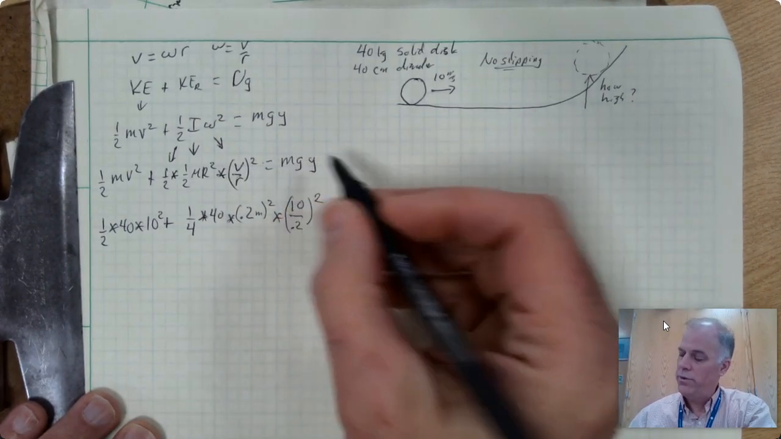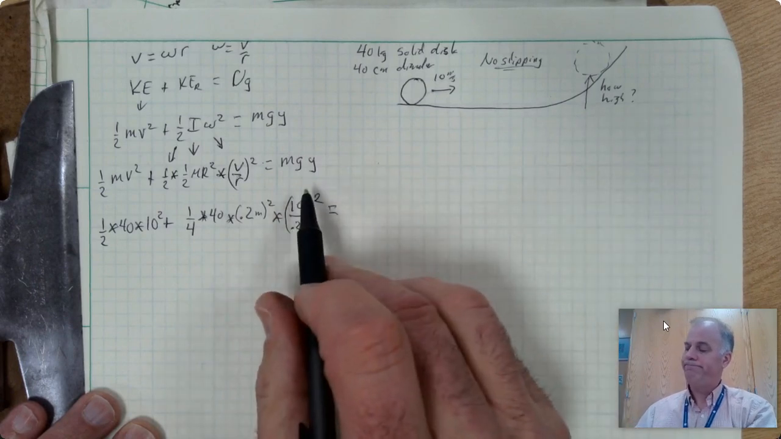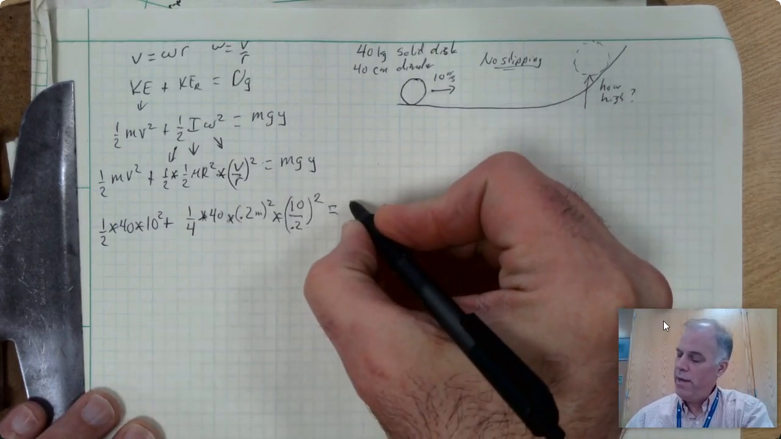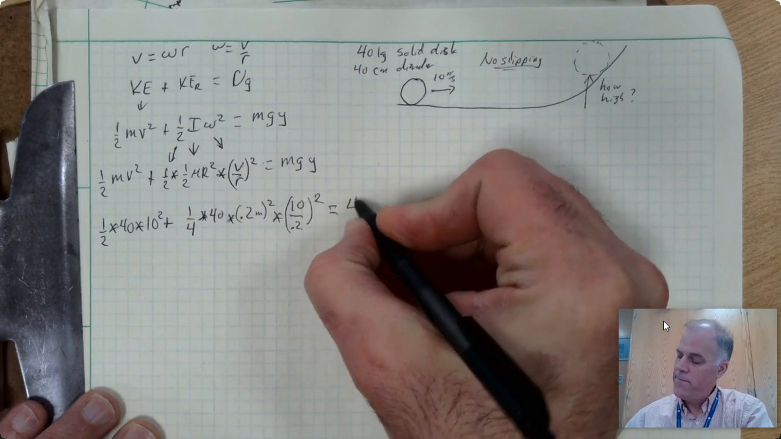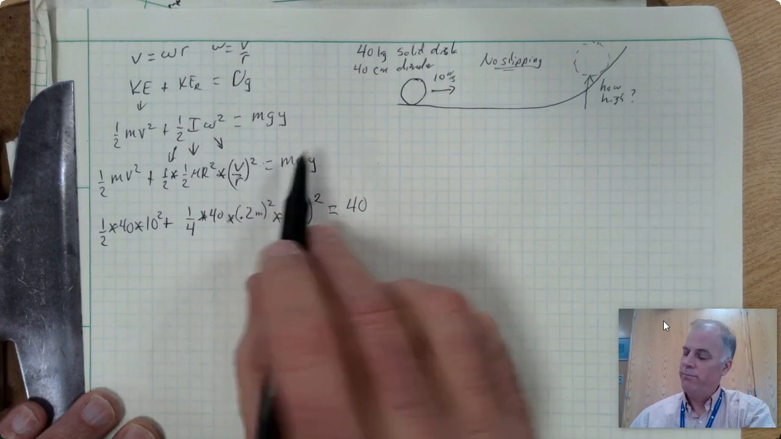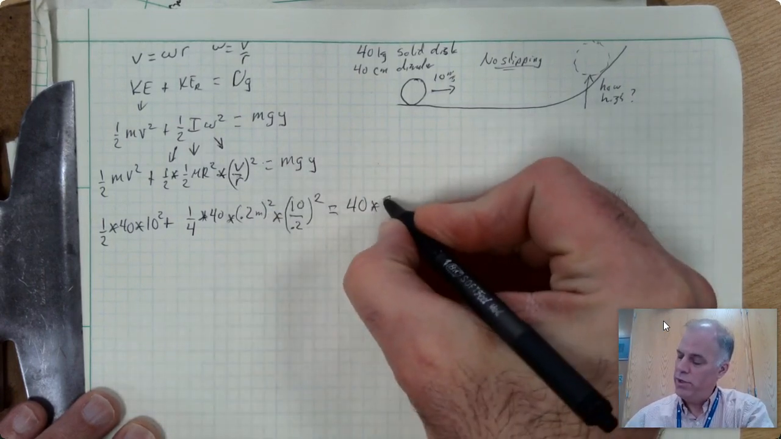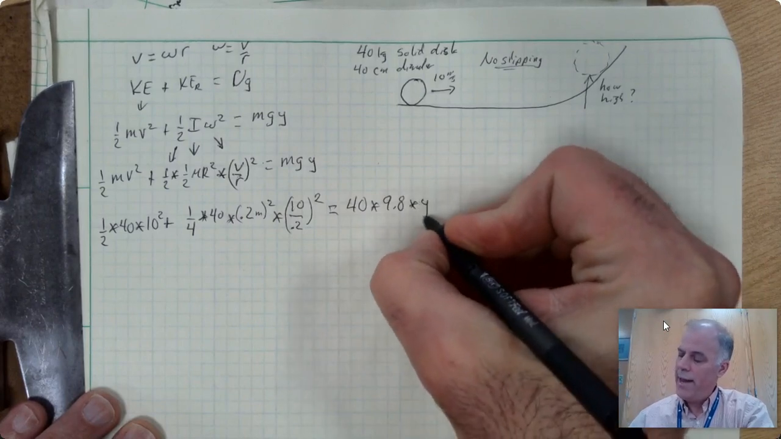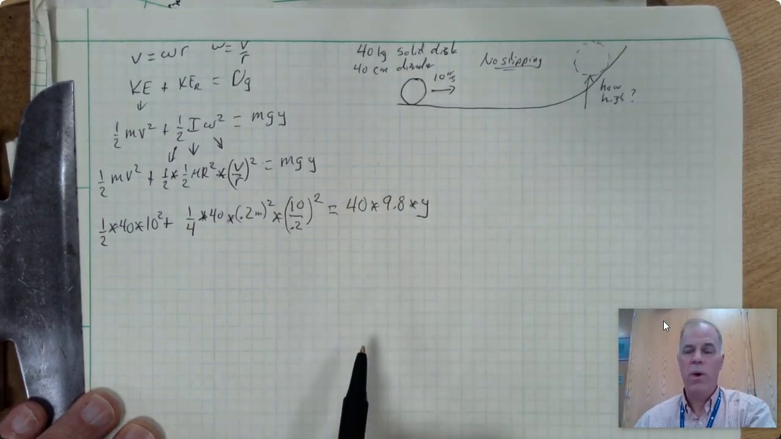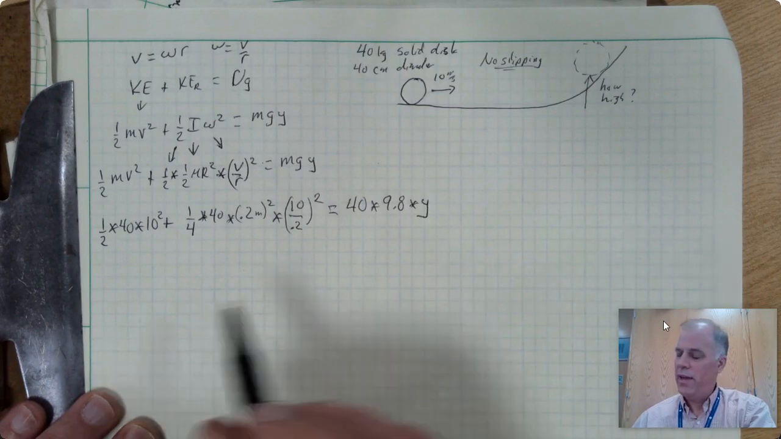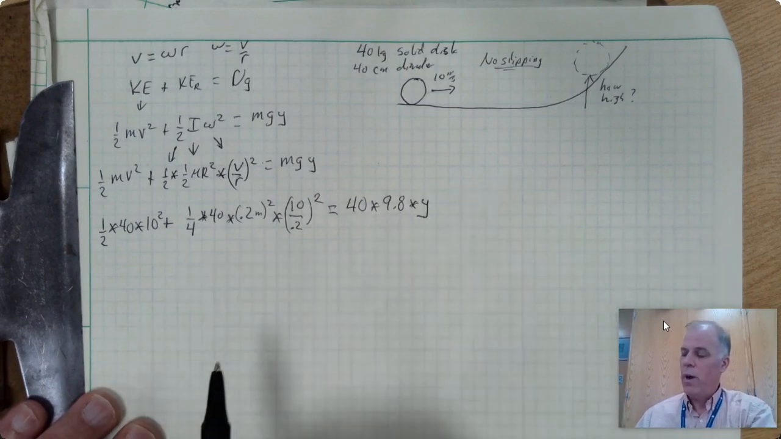And that whole quantity has to be squared. And then that's going to be equal to the potential energy at the top, which is going to be 40, the mass, times g, which is 9.8 meters per second squared, times y, which is what we want to find, y being the vertical distance. So then it's a matter of number crunching and solving for y.